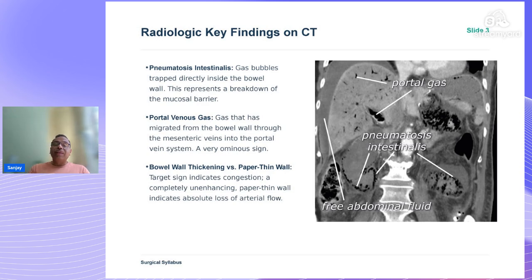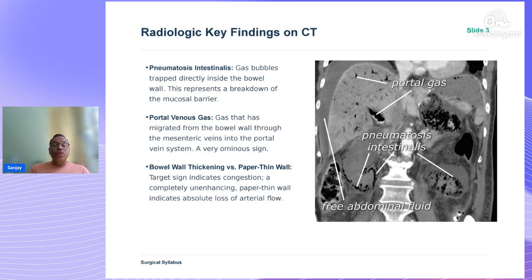The second important sign on CT scan would be presence of portal venous gas, the gas which has now migrated from the bowel wall through the mesenteric veins into the portal venous system. Now, this indicates a very ominous sign. That means the disease has already gone beyond the gut wall, and the recovery would be delayed, and you can expect much more morbidity as well as increasing chances of mortality.